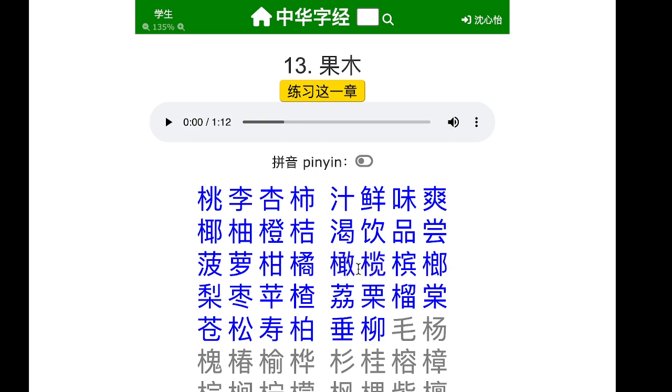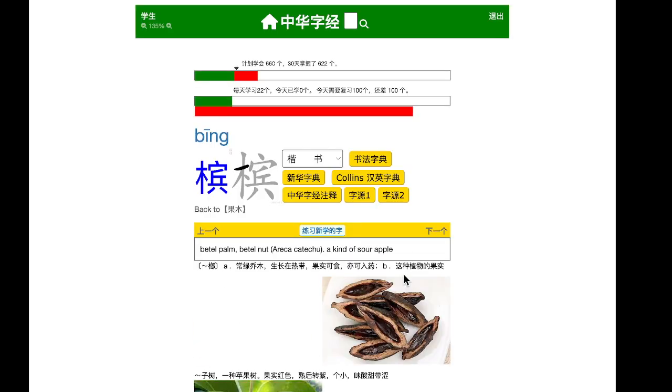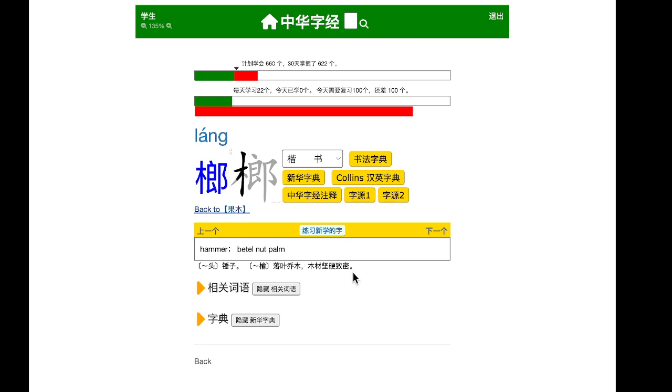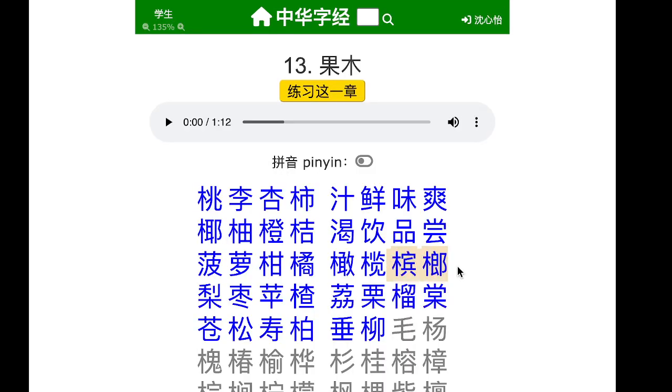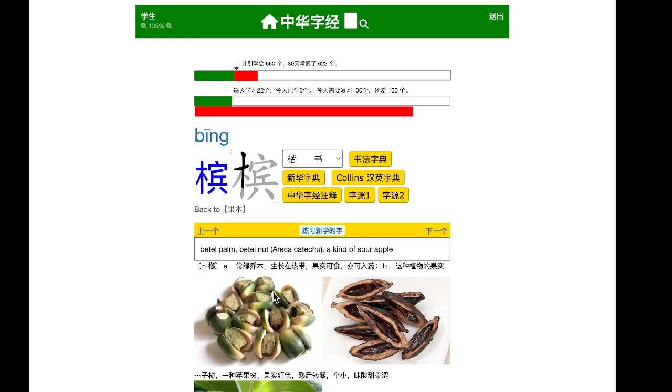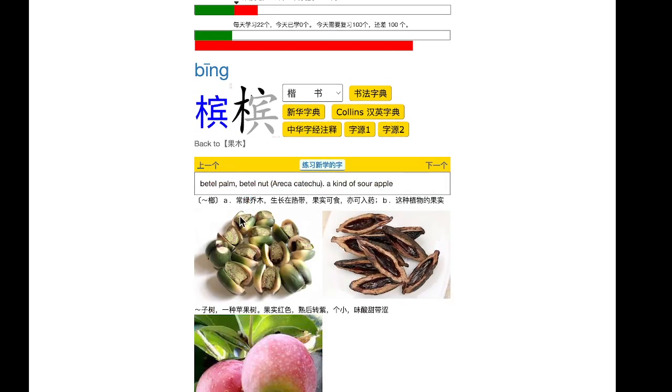And these are trees. Bing. In this context, we're talking about bing lang. Bing lang is this, which is called a betel nut or areca. I'm not sure if I'm saying that right. From the betel palm tree. And this is what it looks like fresh, and this is what it looks like dry.